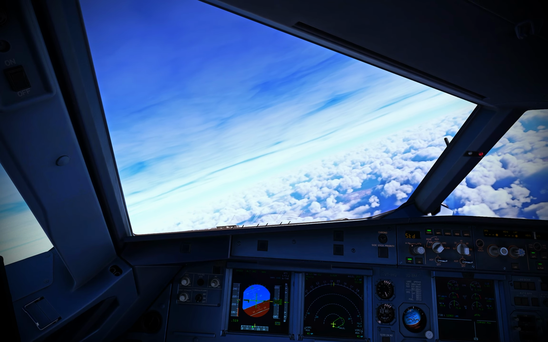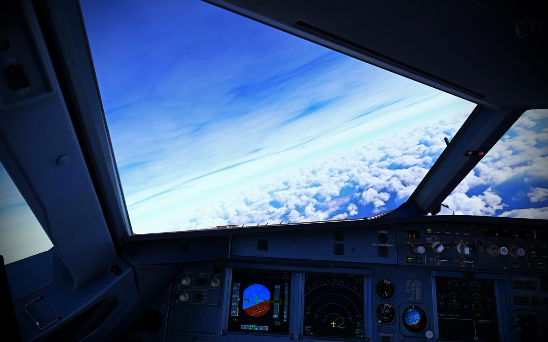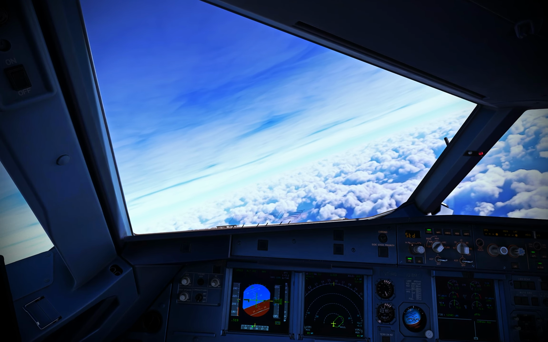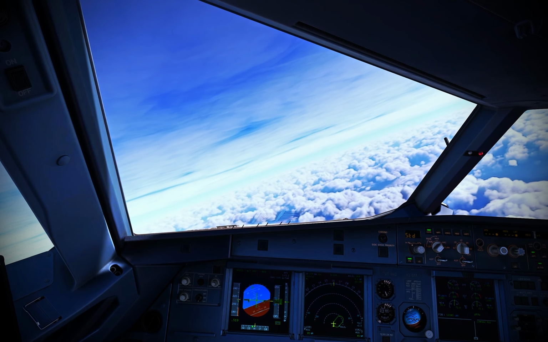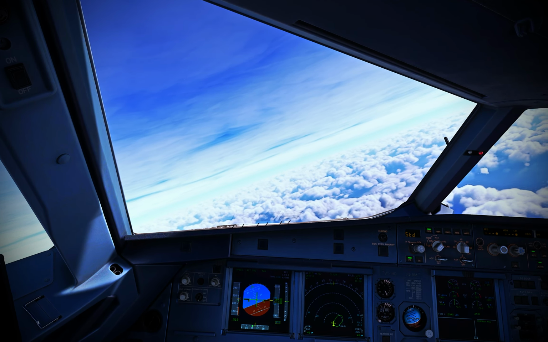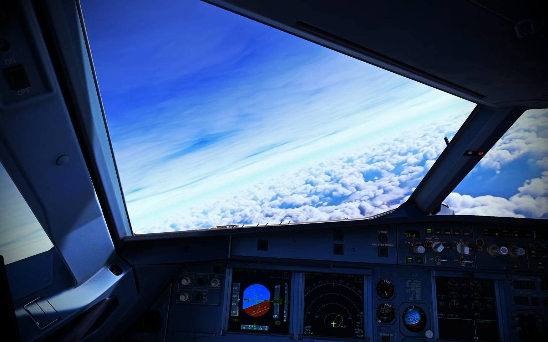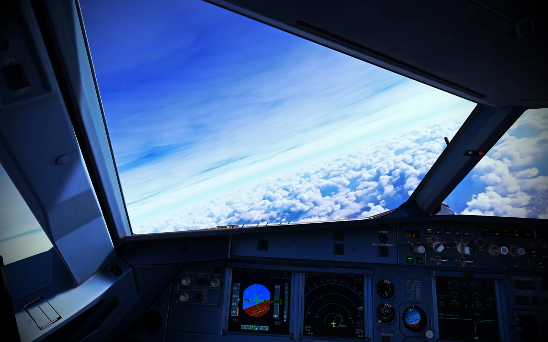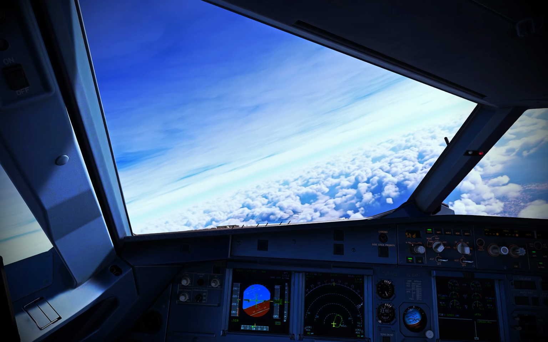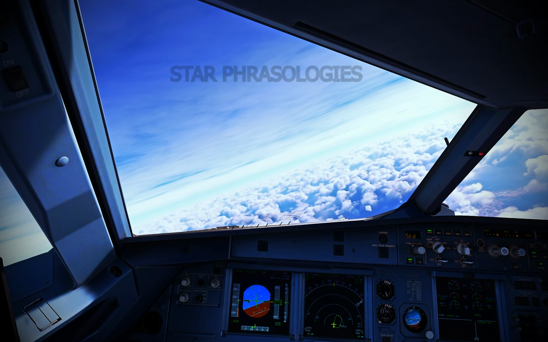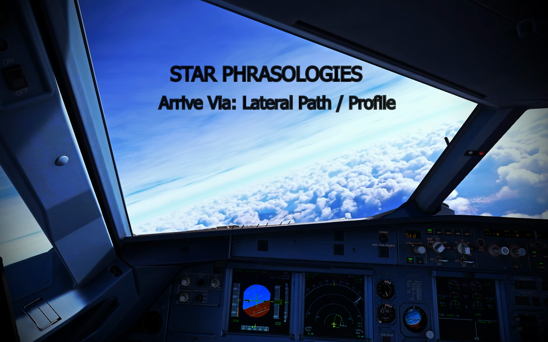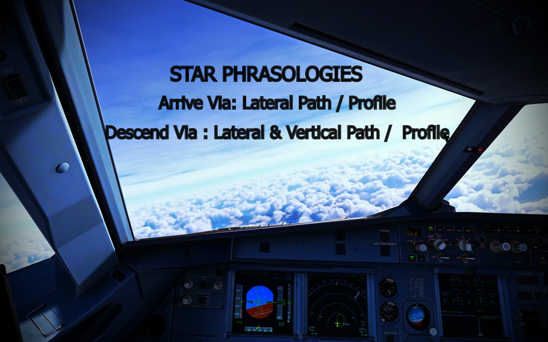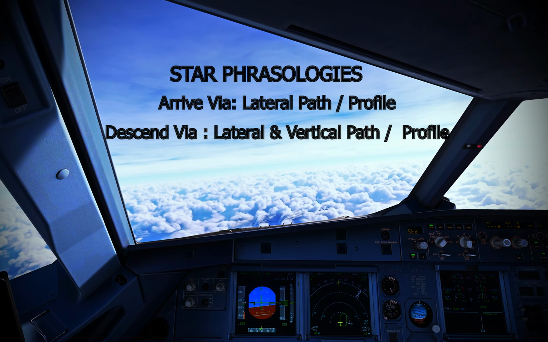Whenever you are doing a standard terminal arrival, first of all, we should know why we use it. It basically lowers the workload of ATC because it's a pre-dictated route, and ATC doesn't have to keep on giving you vectors. It's a fixed path, and it streamlines the traffic as well. But more important than that, there are two phraseologies used for a STAR. Either you can arrive via, or you can descend via. Again, arrive via or descend via. So what is the difference?